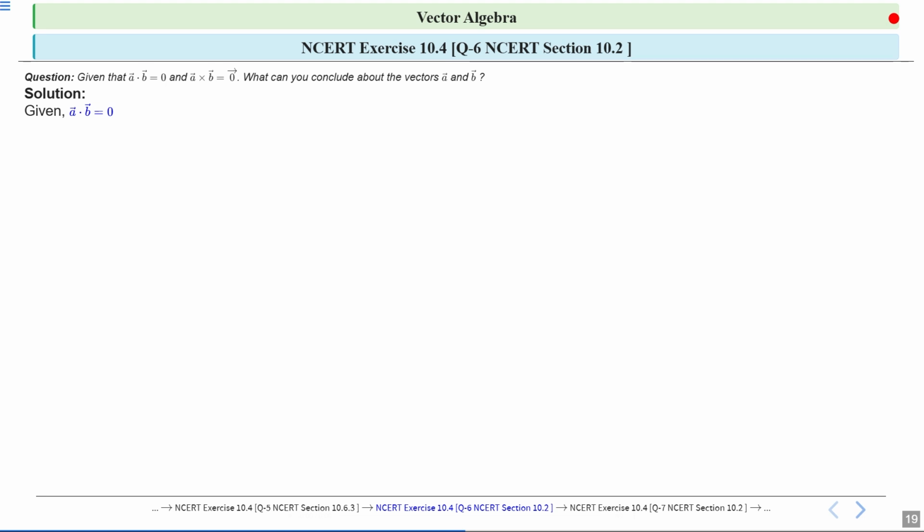First, let's focus on the information that a vector dot b vector equals 0. Now remember that the dot product being 0 tells us something about the angle between two vectors or about their magnitudes. So either magnitude of a vector is equal to 0 or magnitude of b vector equal to 0, or a vector is perpendicular to b vector, in case a vector and b vector are non-zero vectors. Also given, the second condition is a vector cross b vector equals 0.